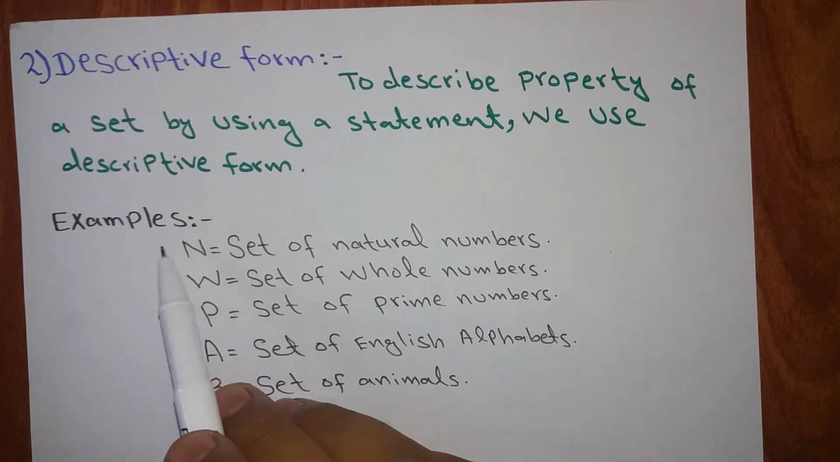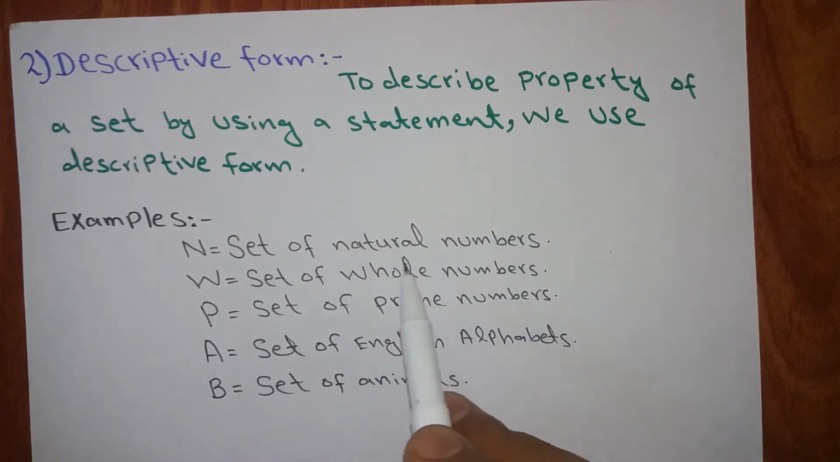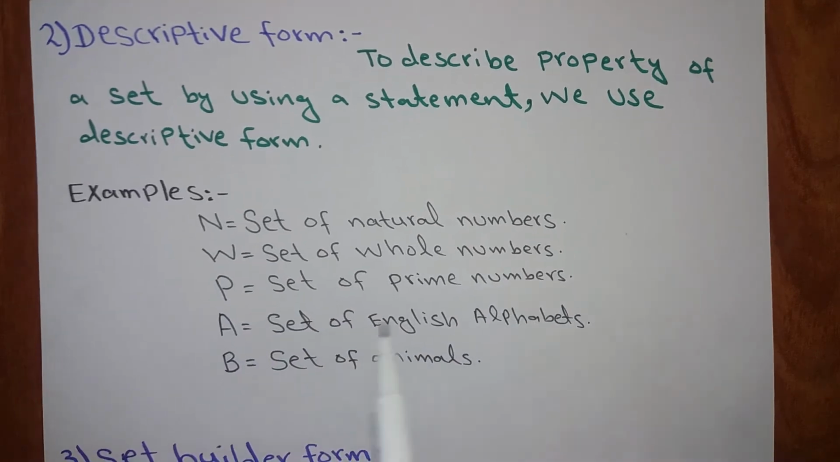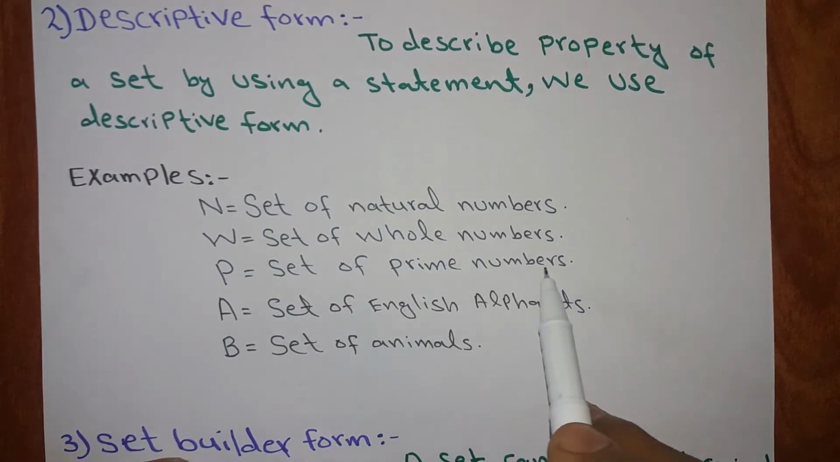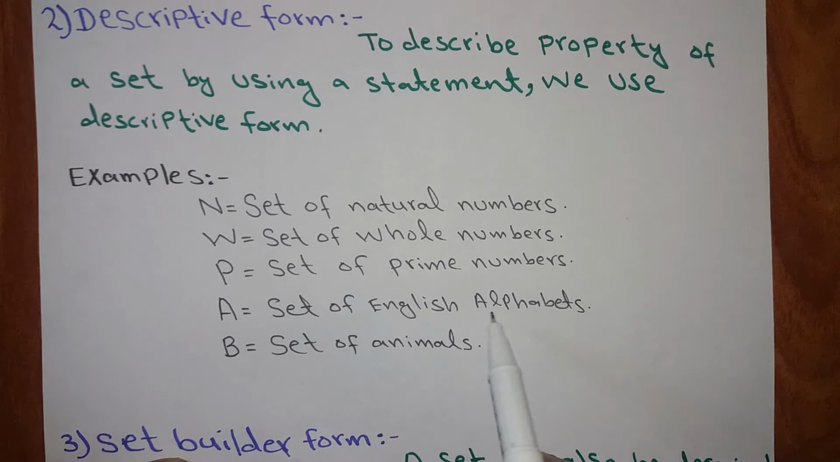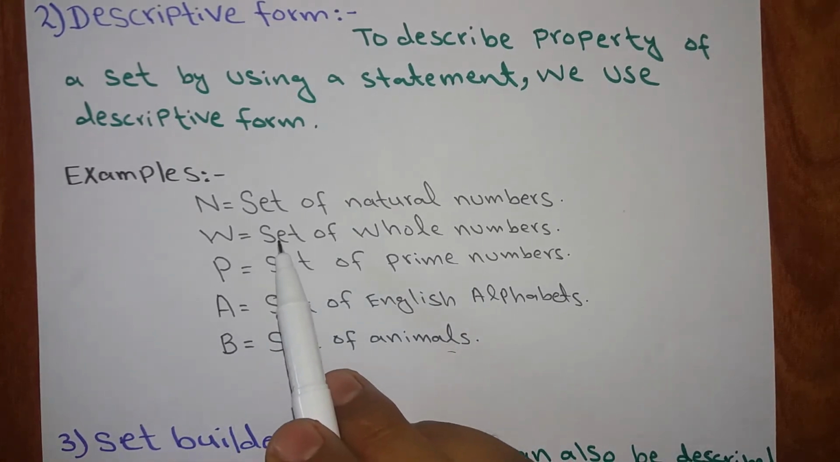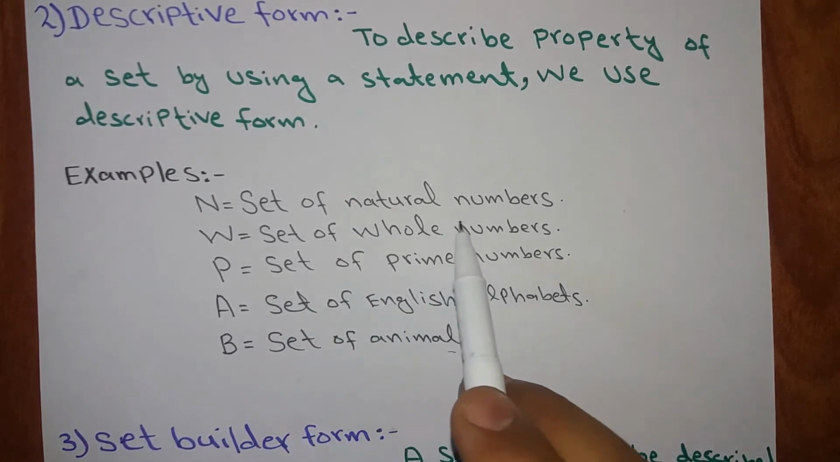So here are some examples. N = set of natural numbers, W = set of whole numbers, P = set of prime numbers, A = set of English alphabets, and B = set of animals. As you can see that we have written the statements to tell about the properties of the elements of the set.